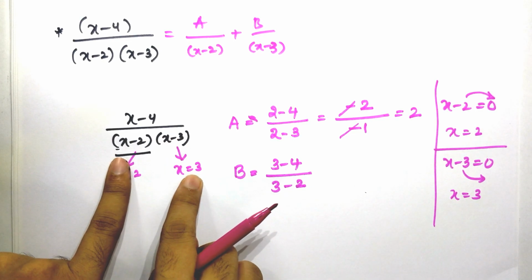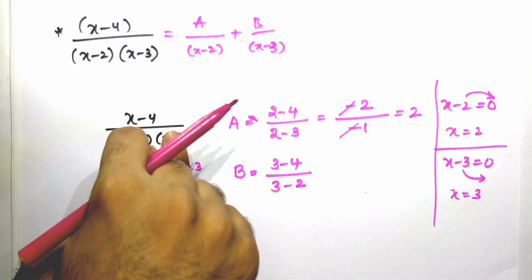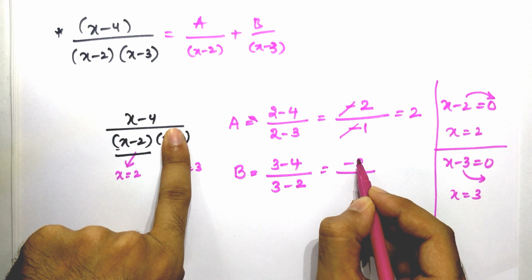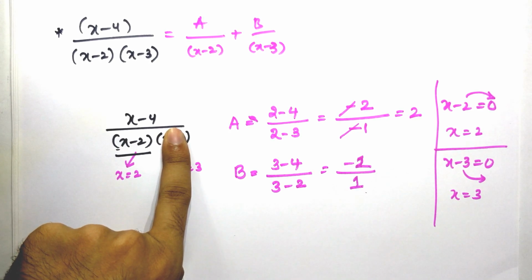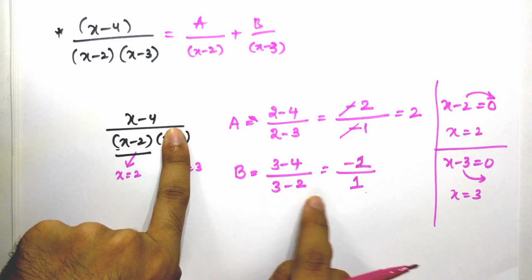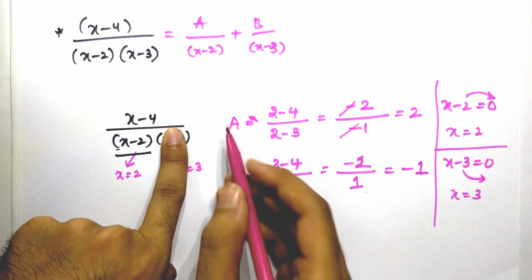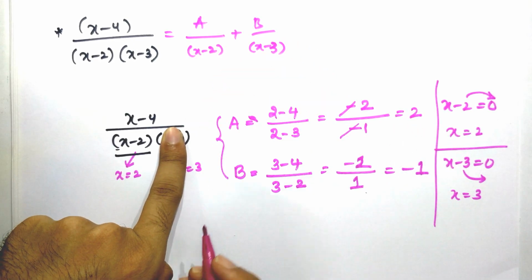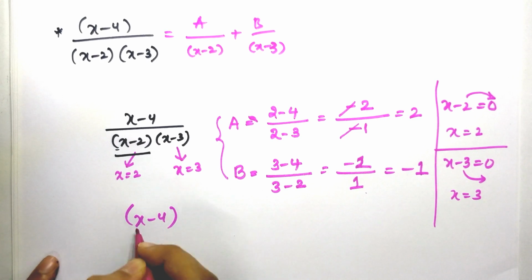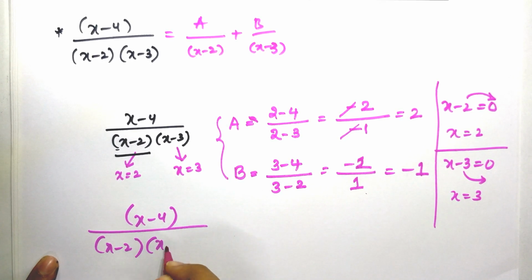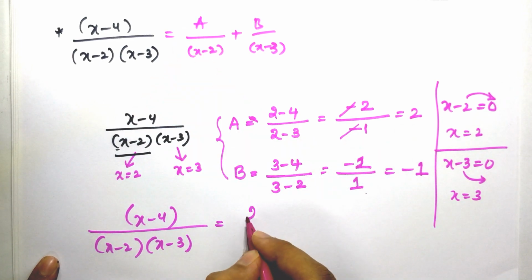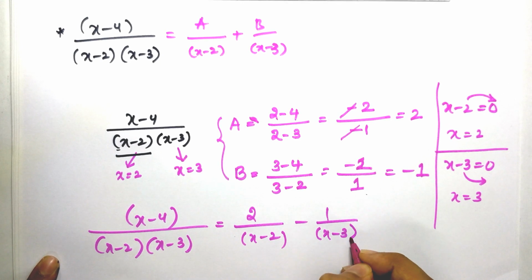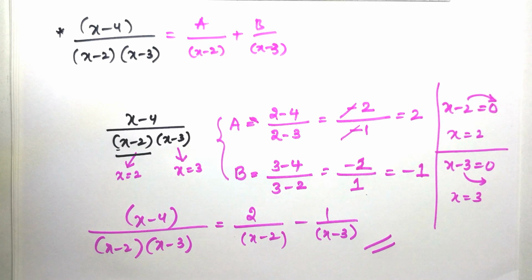The value of x we have taken is 3. So hide this and seek the value. 3 minus 4 by 3 minus 2. So this would be minus 1 by 1. 3 minus 4 is minus 1 and 3 minus 2 is 1. So the value is minus 1. Simply, you can see the value of a we got is 2 and the value of b is minus 1. Substitute here. So x minus 4 by x minus 2 into x minus 3 is equal to 2 by x minus 2 minus 1 by x minus 3. By using this trick you can solve the question within a few seconds.